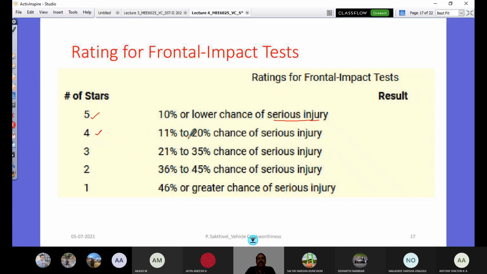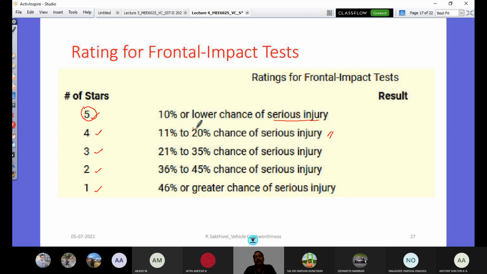And 4. So these are the percentages of chance of serious injury, right? If there is a 46% or greater chance of serious injury in a vehicle, then it is a single star. The 5-star rating is what automakers are working on to compete and attract customers. So these are the ratings and the chances of serious injury.